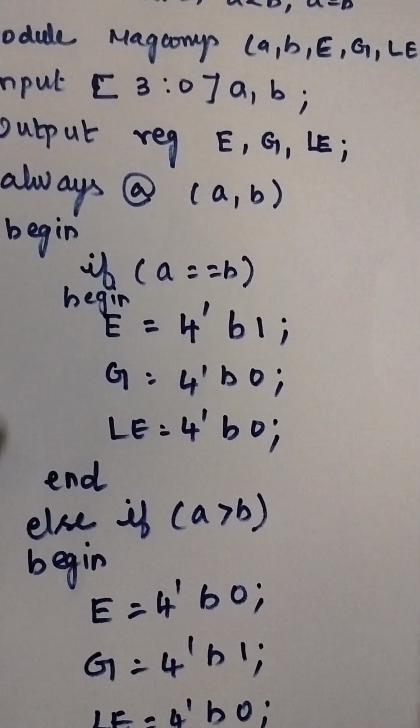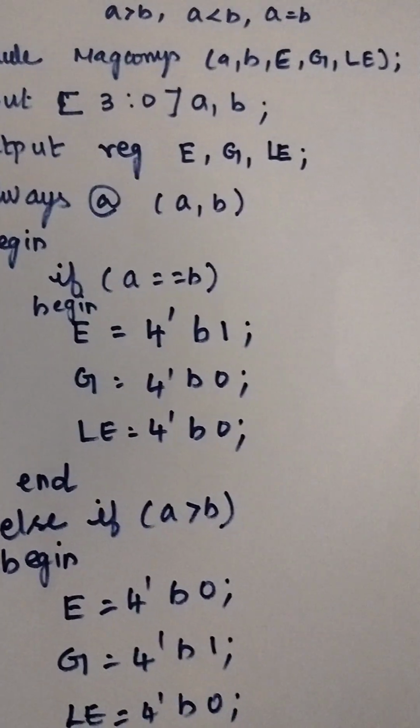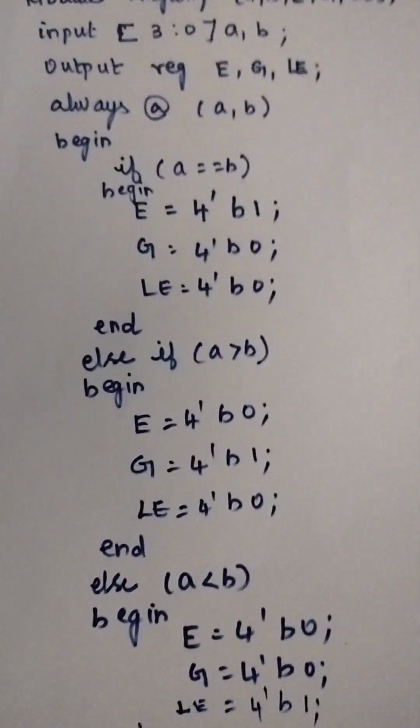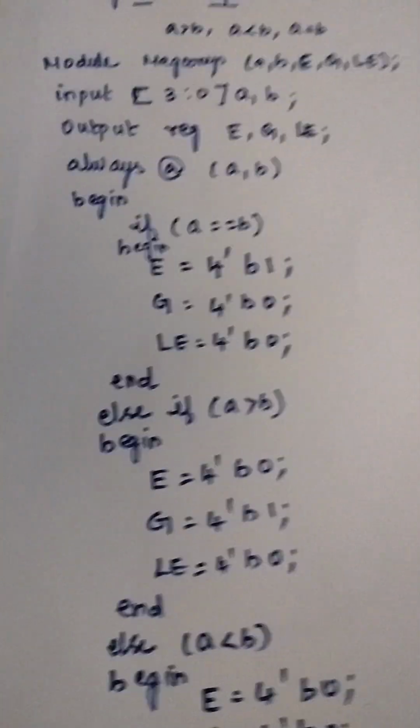So I have started with if statement. First one is a equal to b, second is a greater than b, and final one is your a less than b. So this is the code for your magnitude comparator for 4-bit, right?